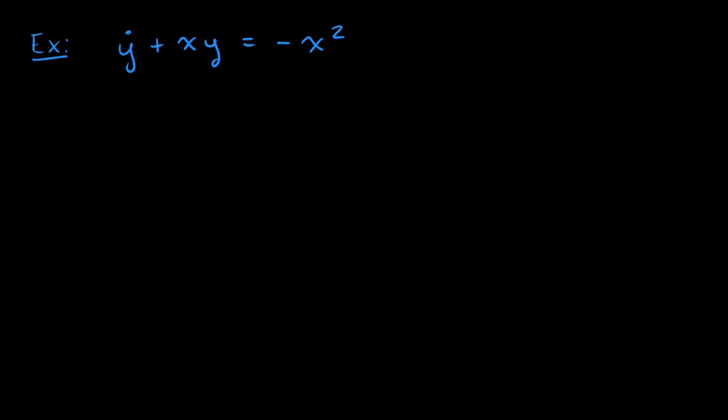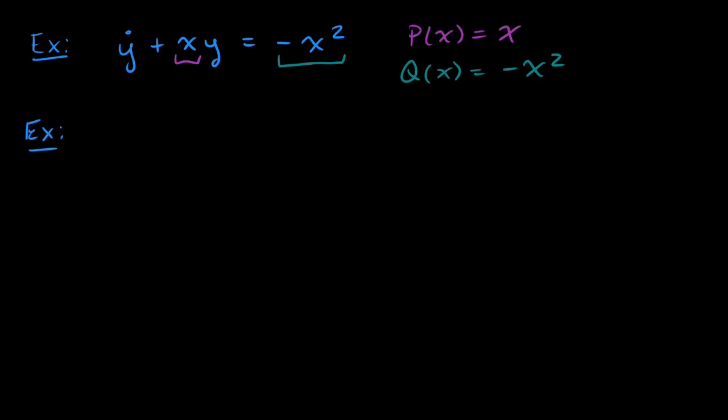Well, if we look at p of x equals x and q of x equals negative x squared, then we see that these match our definition, right? So there's the q of x and there's the p of x. They don't have to be complicated functions of x. They just have to be functions of x. So this is a linear first-order differential equation.